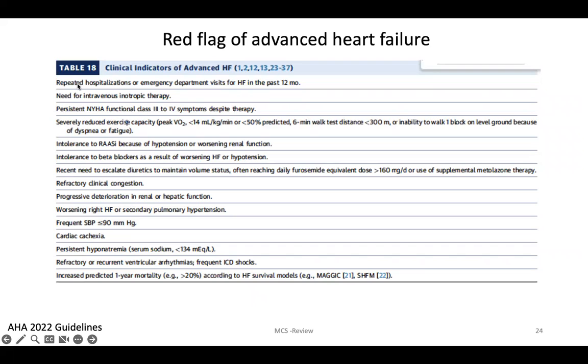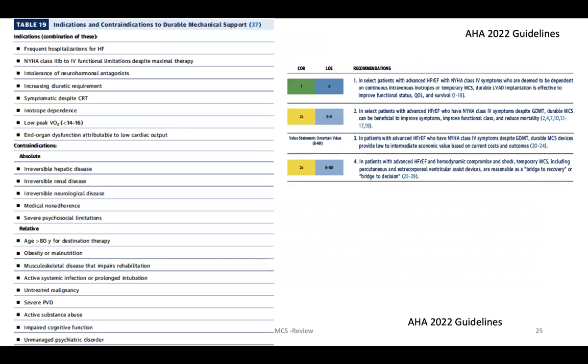So if you have a patient with repeated hospitalization, need of intravenous inotropic support, of course NYHA class 3 or 4, reduced VO2, and etc. Those tables are derived from the AHA 2022 guidelines for heart failure, and I really encourage you to know those very, very well, because they are well done, and they are pretty exhaustive, and this is really what you need to know. So I won't go through all of those tables. You're going to have them.